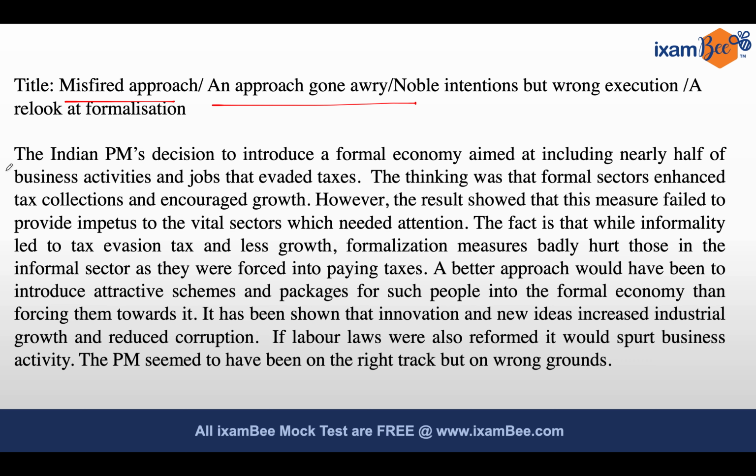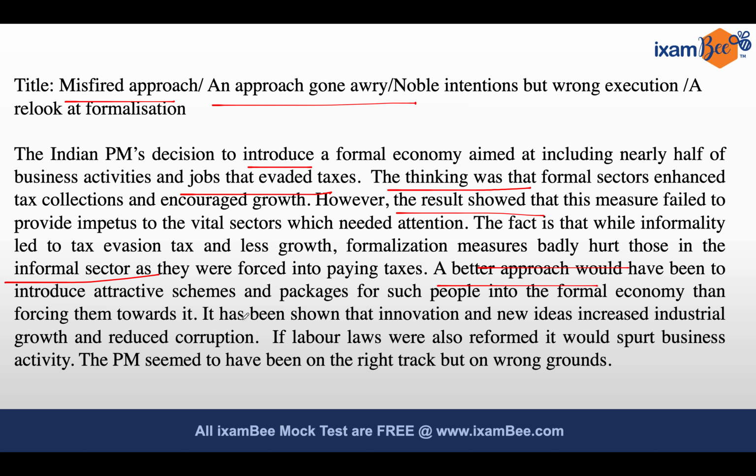If you read the passage, you will see we have included the fact that a new policy was introduced. This was targeted at those that were evading taxes. The idea behind this was that formal sectors enhance tax collections. The result did not show a good effect. The results were not good because common people were affected adversely. It badly hurt those who were in the informal sector. Now, next we have a better approach. So we have included the author's suggestion as well.